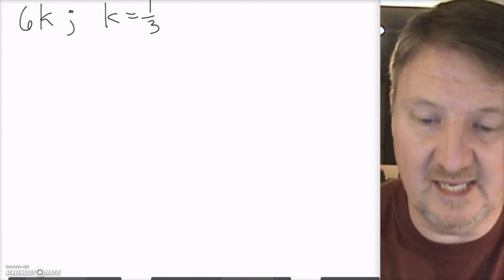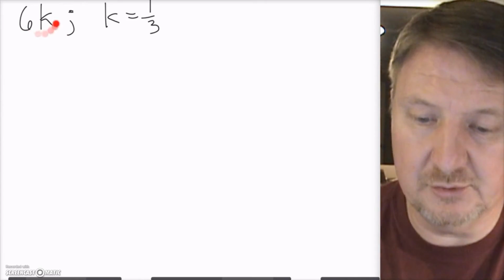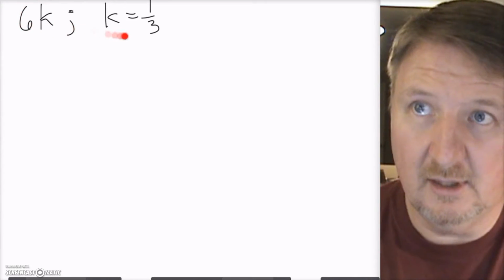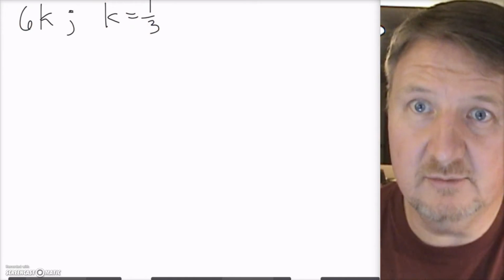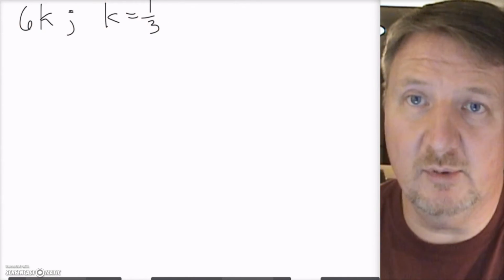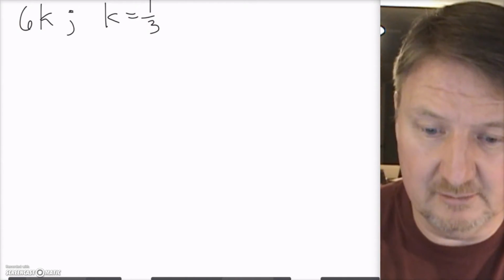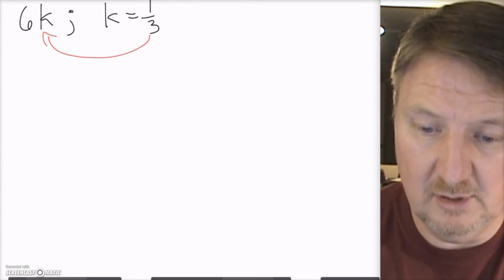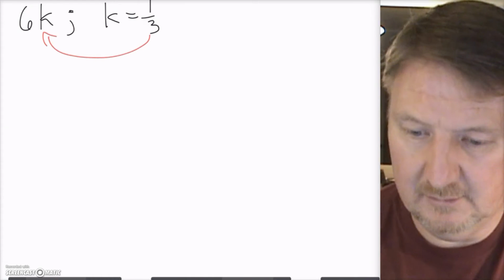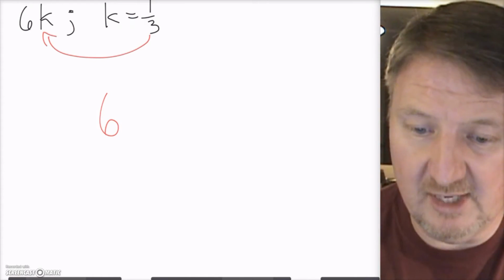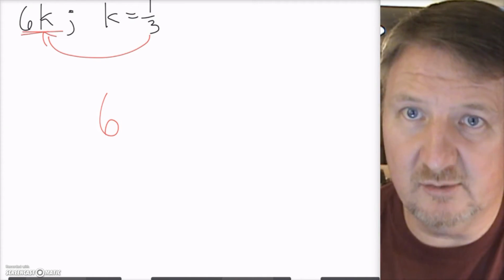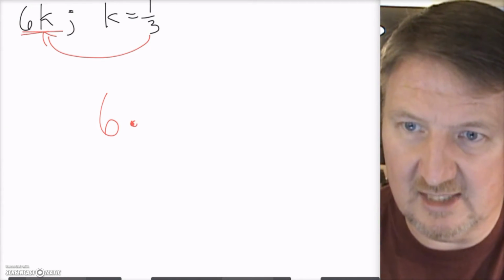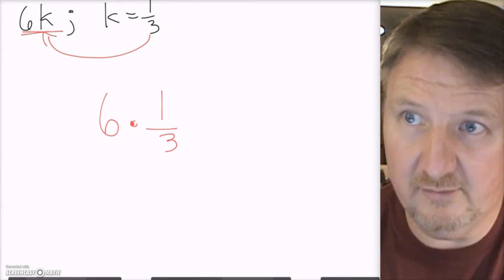Here I got 6k. Let me get my pointer tool. 6k. What do we do when k equals 1/3? Now here we have the variable equaling a fraction. Once again, nothing changes. We substitute the fraction for the k. So I have 6, and when you have a number and a variable next to each other, it means to multiply. So 6 times 1/3.